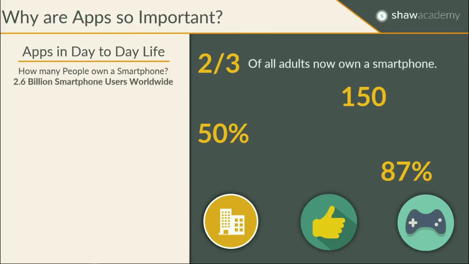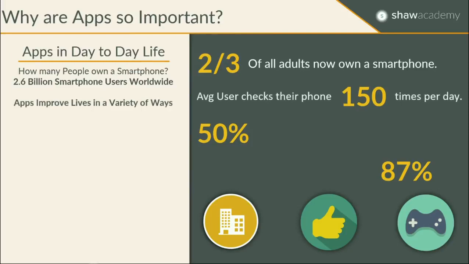So 2 out of 3 of all adults now own a smartphone, and there are 2.6 billion smartphone users worldwide, which is a huge amount. And I am a firm believer that apps can improve lives in 1,000 small ways that you wouldn't think about, especially with the continued integration of apps into our daily lives. Maybe some of you have heard about the Internet of Things. This integration will continue. So the average user checks their phone 150 times a day.